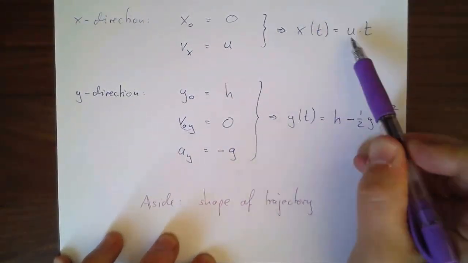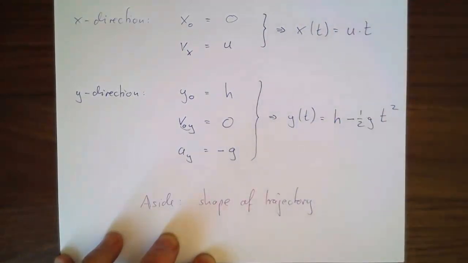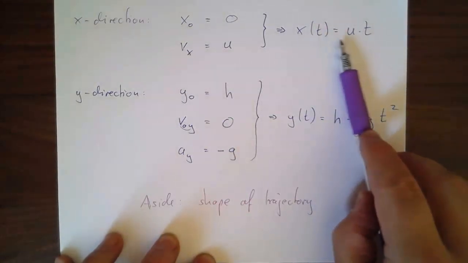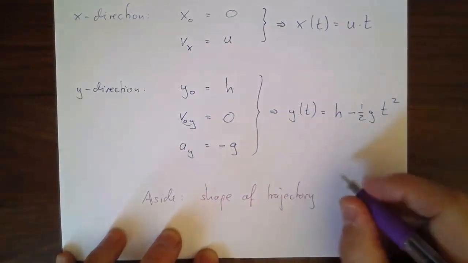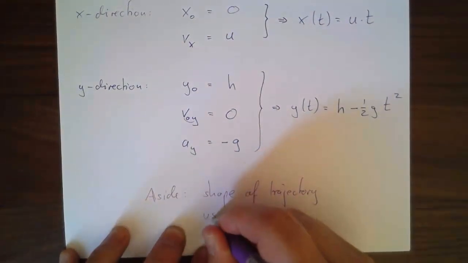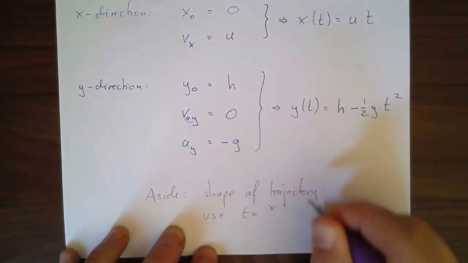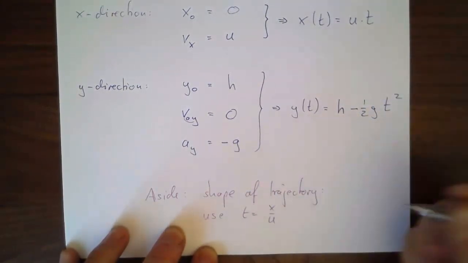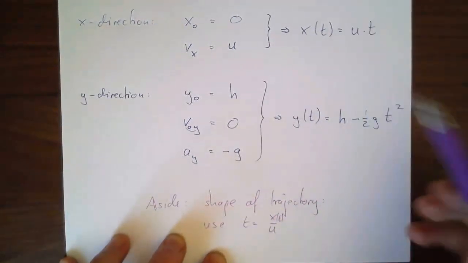x is equal to ut. So one thing I can do right away, and we're going to need to do that anyway, is that I write t as x over u. So use t equals x over u. So t is a function of x. I'm just rearranging this thing here.